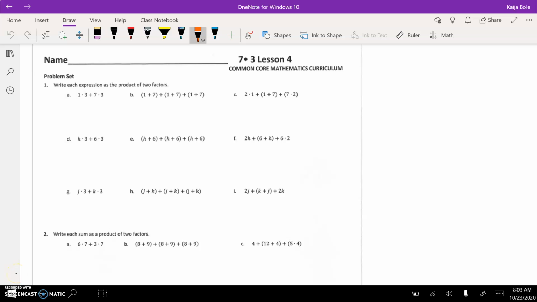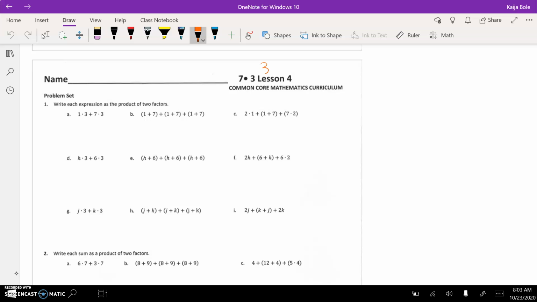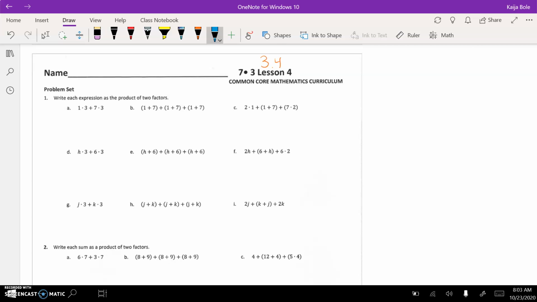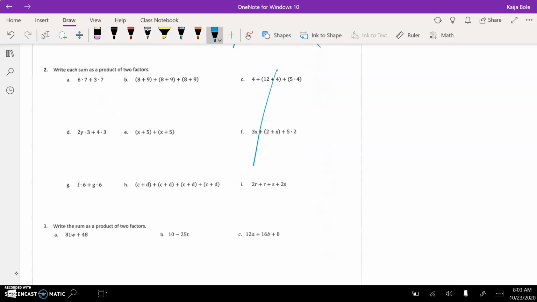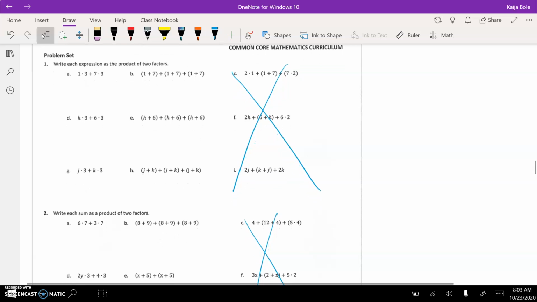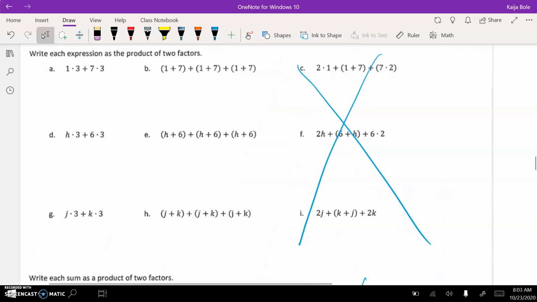Here we are on the 3.4 classwork lesson. So today I was a little more specific with what I wanted you to do. In 1 and 2, you can cross off this last column. I don't want you to take care of those. In number 1, it says write each expression as a product of two factors.